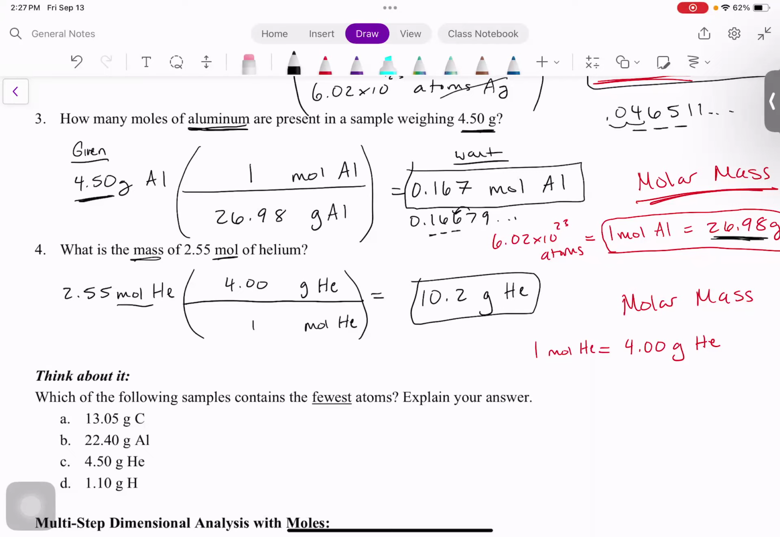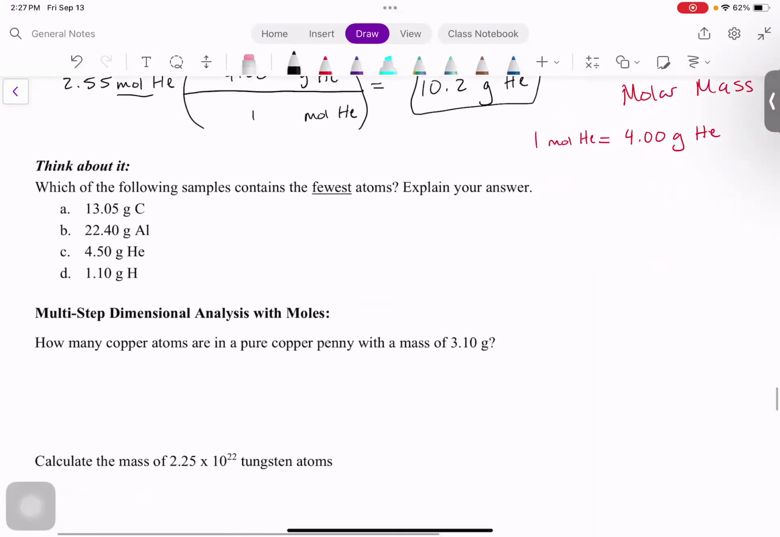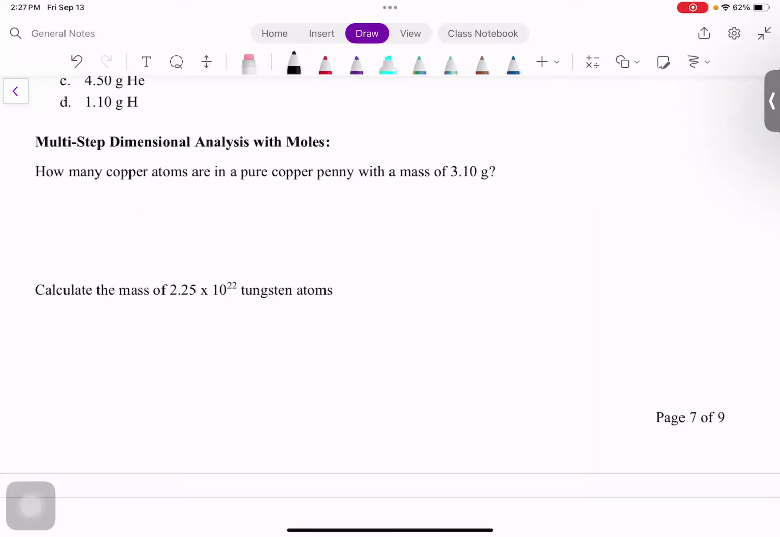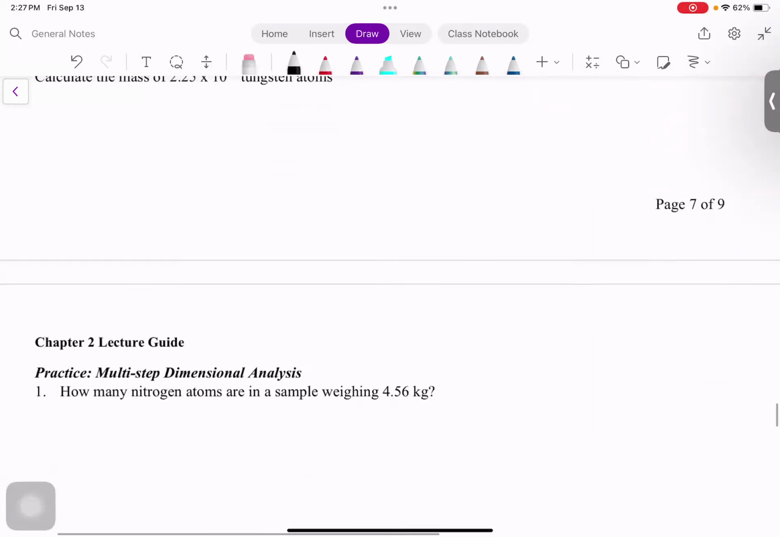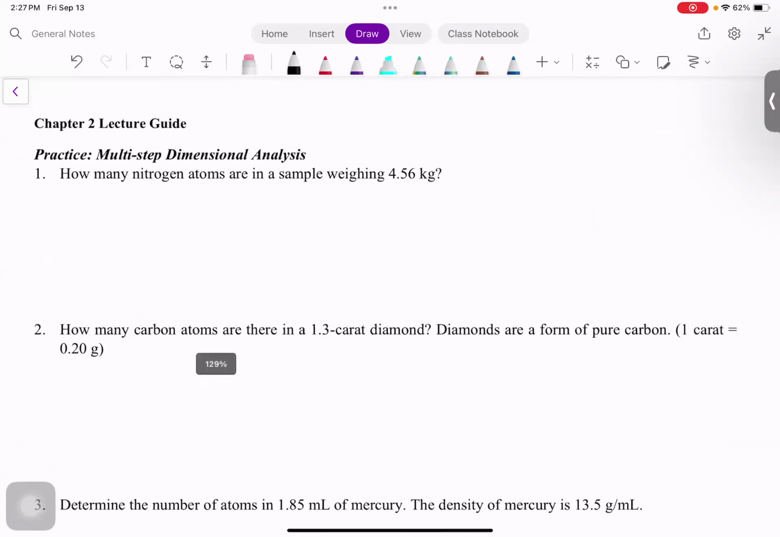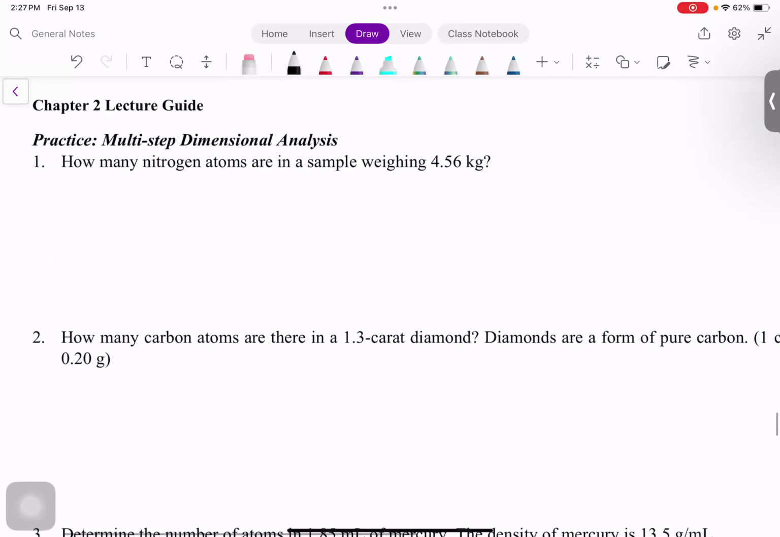So these are the 4 single-step conversion problems that we left off with in class. Let's go to the multi-step conversion problems. So we did these 2 examples with tungsten and copper. We did those ones in class, but we did not do these 4. So let's try these ones out.